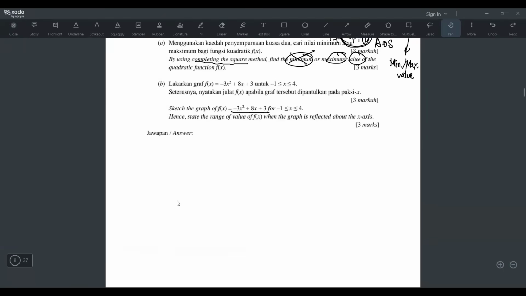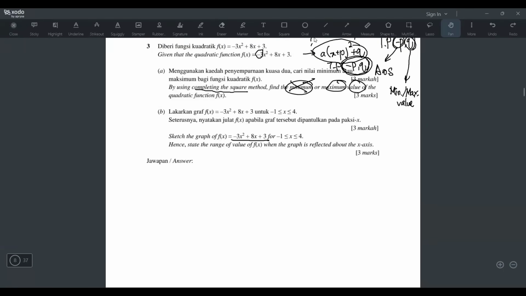Okay, I'll do it down here. So for sketch questions, you don't need to follow the scale one. Sketch is just sketch only. Okay, so first I'll draw a table because you need to find some points.